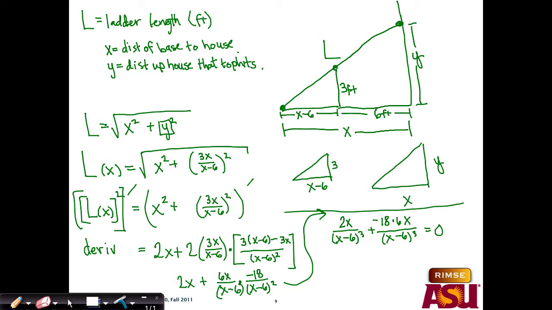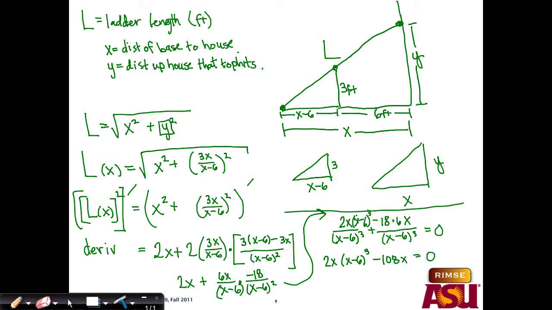2x, oh wait, I didn't do this right, sorry. X minus 6 cubed, I was going to say, that's way too simple. Sorry. 2x times x minus 6 cubed to give this a common denominator. I've got, let's see, 18 times 6 is, let's see, 30, 40, 50, 108. So I've got 2x times x minus 6 cubed minus 108x all over x minus 6 cubed equals 0. And multiply it through by x minus 6 cubed and equals 0.